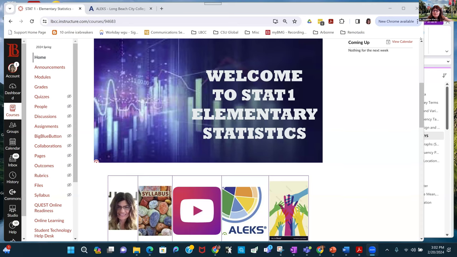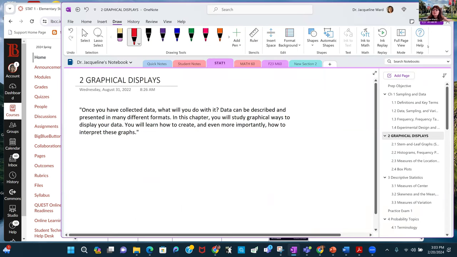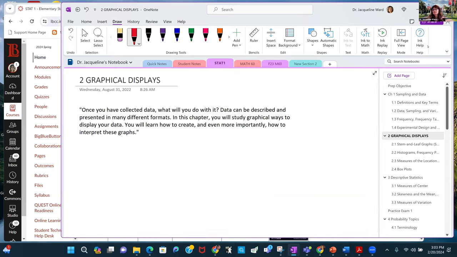All right, so we're going to be starting chapter two. And chapter two now is on graphical displays. And so we've talked about collecting data, different types of sampling, populations and samples, parameters and statistics and whatnot. And so now we're going to be looking at how to display this data graphically.